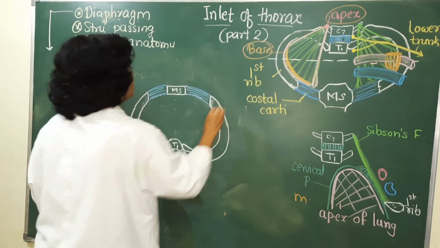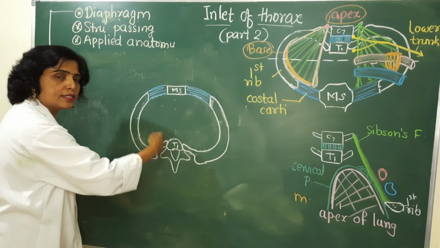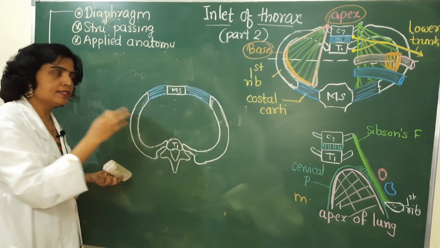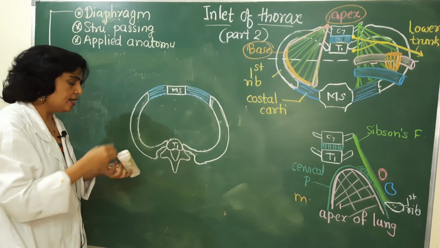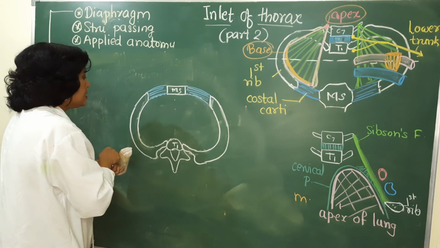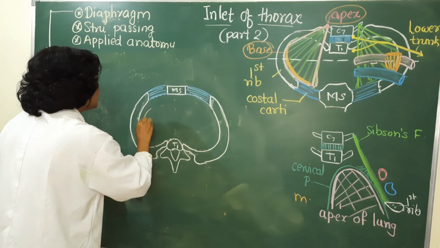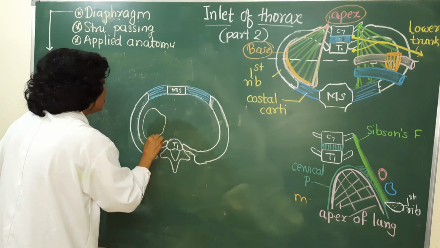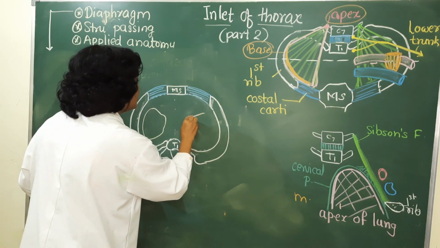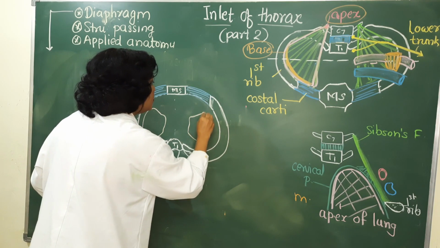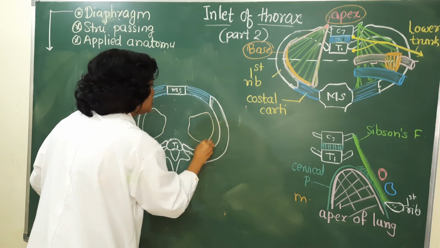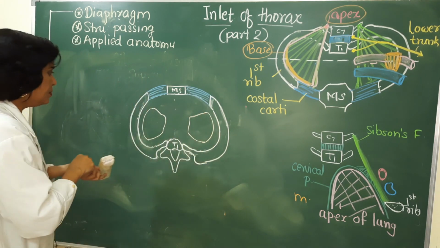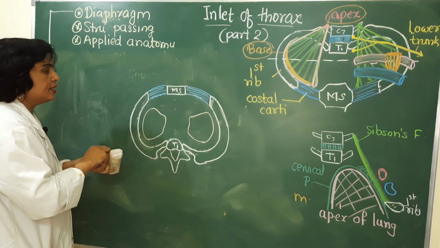So that is the inlet of thorax. Now, which structures pass through the inlet of thorax? The main structure that passes through the inlet of thorax is the apex of the lung. Suppose here, if you draw on either side, you get the apex of lung. It occupies a major area of the inlet of thorax.